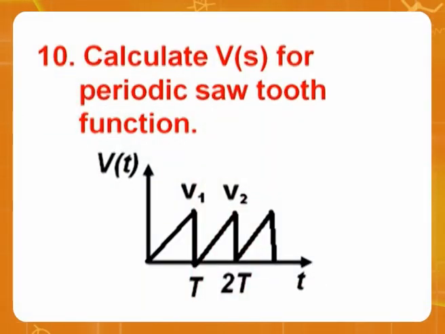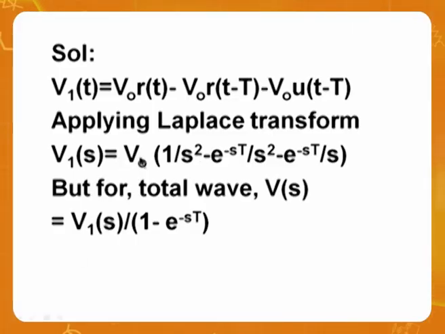Okay. Then calculate V of s for the periodic sawtooth function. The same as previous sawtooth. Whatever we studied there, we will be repeating. What is the answer? As I told you, whatever the function you have, divide by 1 minus e power minus st. Just like the previous function, whatever we have done earlier, call it V1, divided by 1 minus e power minus st, the total will give you the overall. So overall will come only when you take the first part divided by the repetition factor. So whenever there is a periodic signal, please understand 1 minus e power minus st has to be considered.